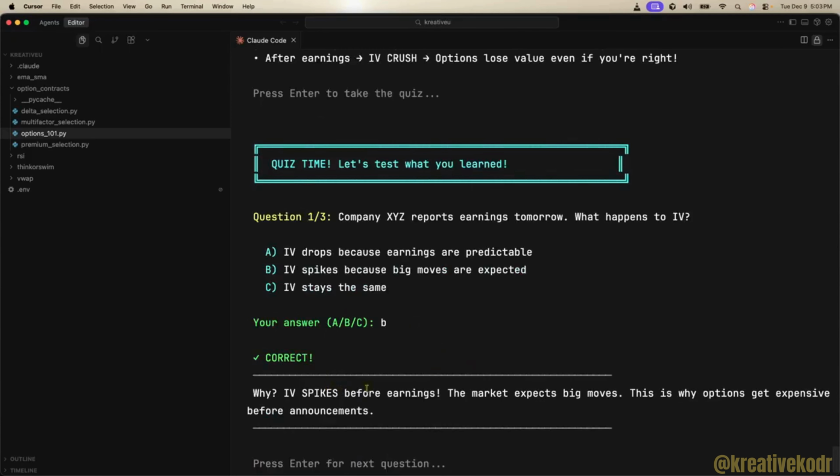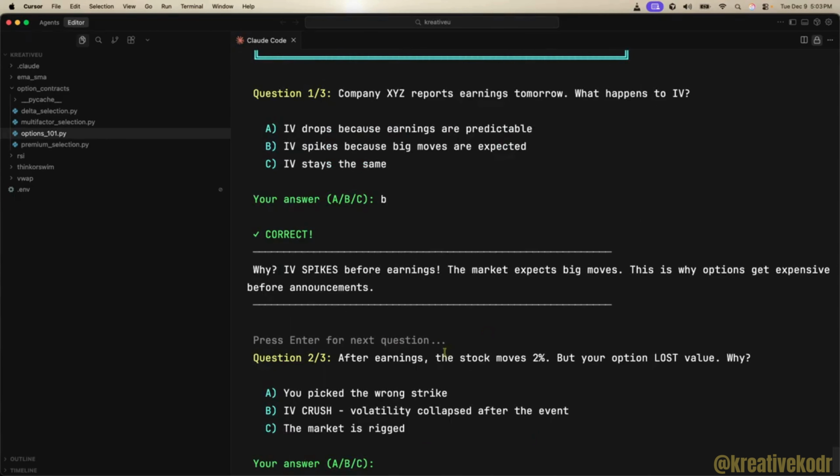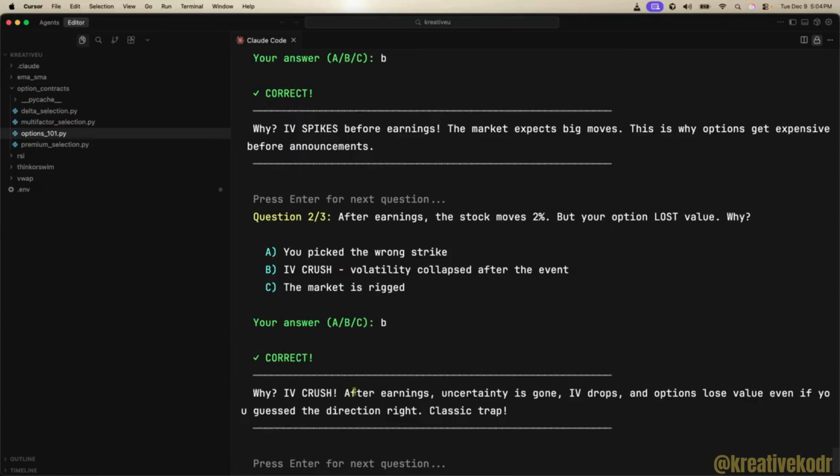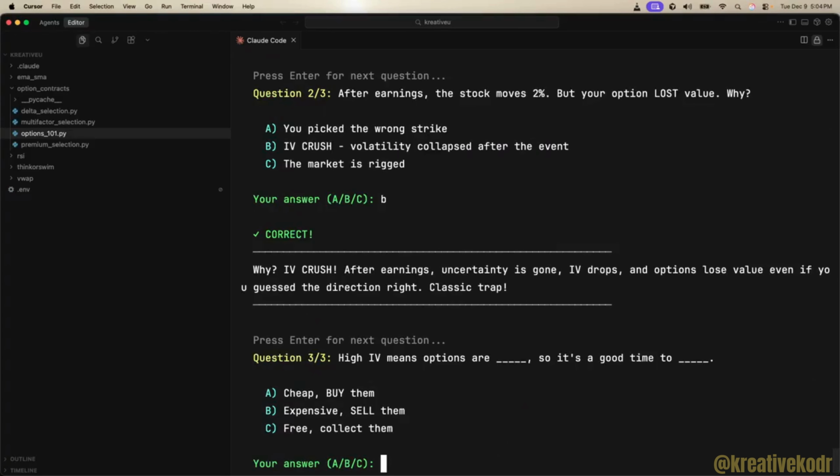All right, why does IV spike before earnings? It expects a big move. Options get expensive before big announcements. After earnings, the stock moves 2%, but your option lost value. Why? You picked the wrong strike. IV crush, volatility collapses after the event. The market is rigged, who doesn't think that? All right, let's pick B because of IV crush. After earnings, uncertainty is gone, the IV drops, and the option loses value even if you guess the right direction. A classic trap. That's why I don't trade earnings.